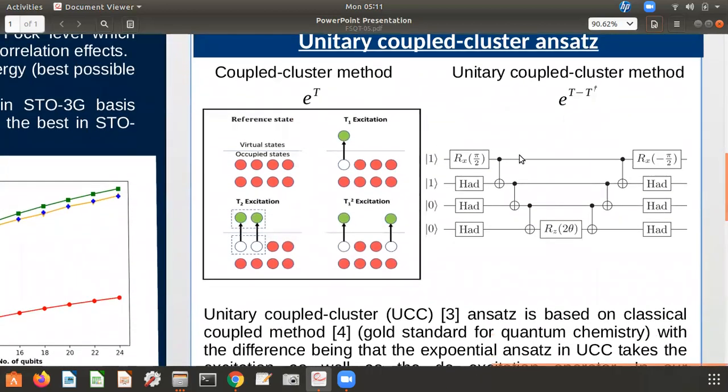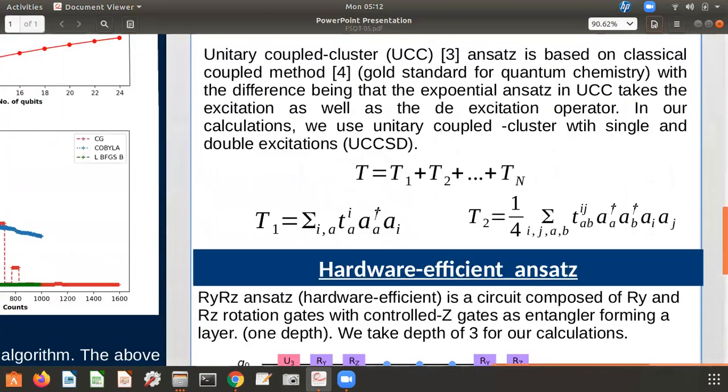So the unitary coupled cluster is based on the same method and takes into account the same excitations, except that it can be converted. It is in unitary form because of T minus T dagger, where T is the excitation operator and T dagger is a de-excitation operator. It can be converted into a circuit form that can be implemented on a gate-based quantum computer.